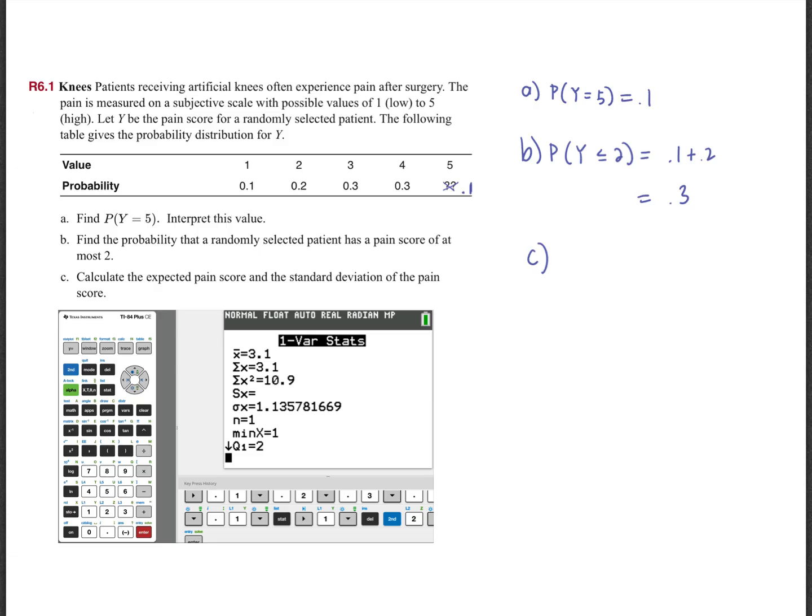So the expected pain score is really the same thing as the mean. So the expected pain score for Y is the mean of Y, which is 3.1. X bar is the mean. And the standard deviation is just given. They say standard deviation of X, but it's 1.6. Okay, and that's it for this.